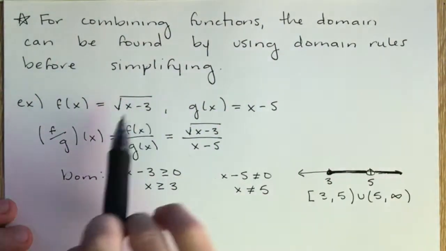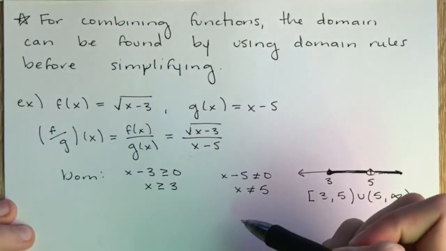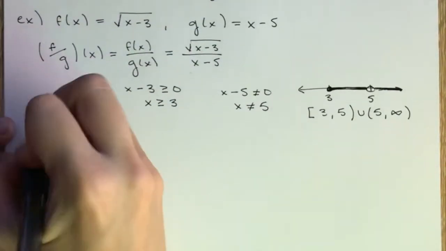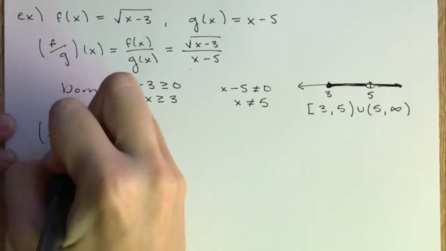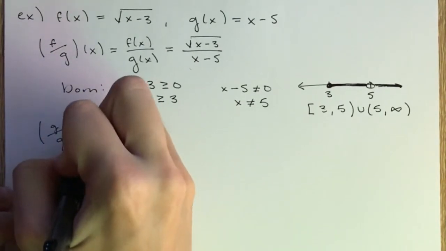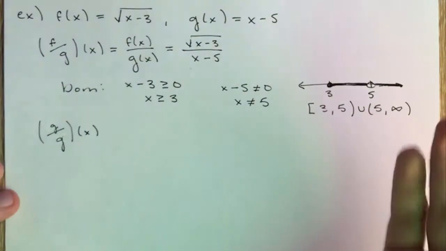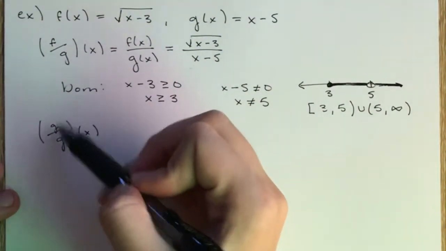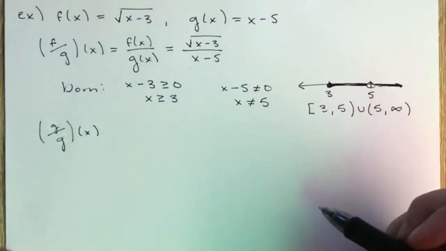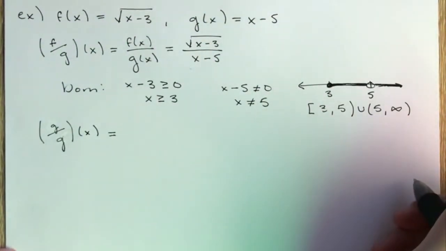We wanted to use our domain rules before we simplified. This is already as simple as it's going to get. Let's see where it comes in handy for us to use our domain rules before simplifying. So let's say I asked y'all for g over g of x. That's totally fine. We're totally allowed to do that. Remember, these are just names of functions. I'm allowed to pick the same function for the top and the bottom. That's totally fine. So what is this?